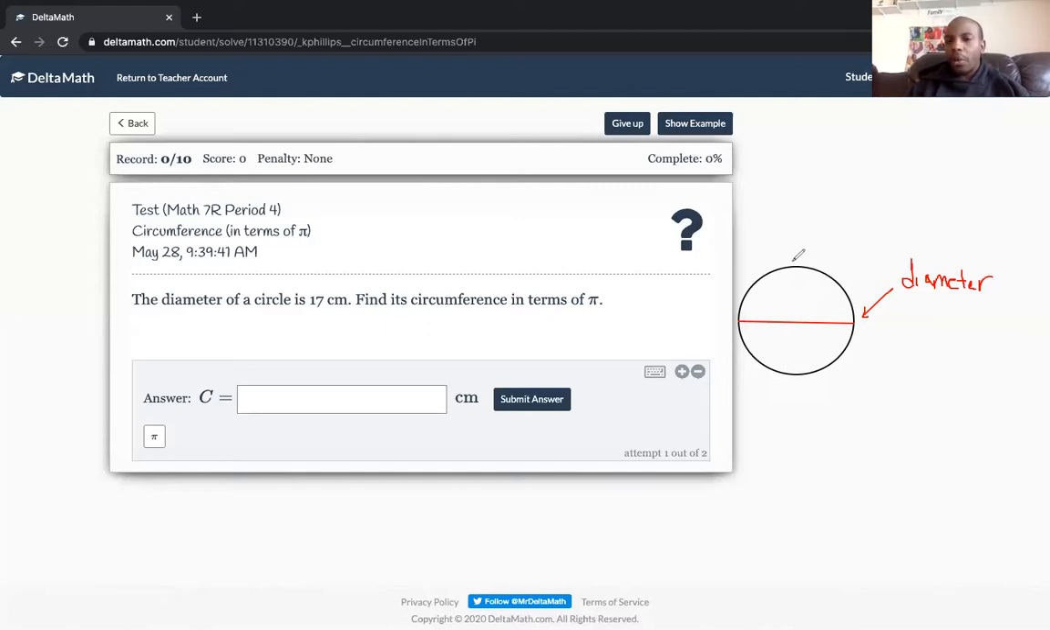So right now, we're going to deal with the circle. We're talking about the circumference of a circle. And I'm just going to draw a green circle just to show you. Circumference really is all of the space around this circle.